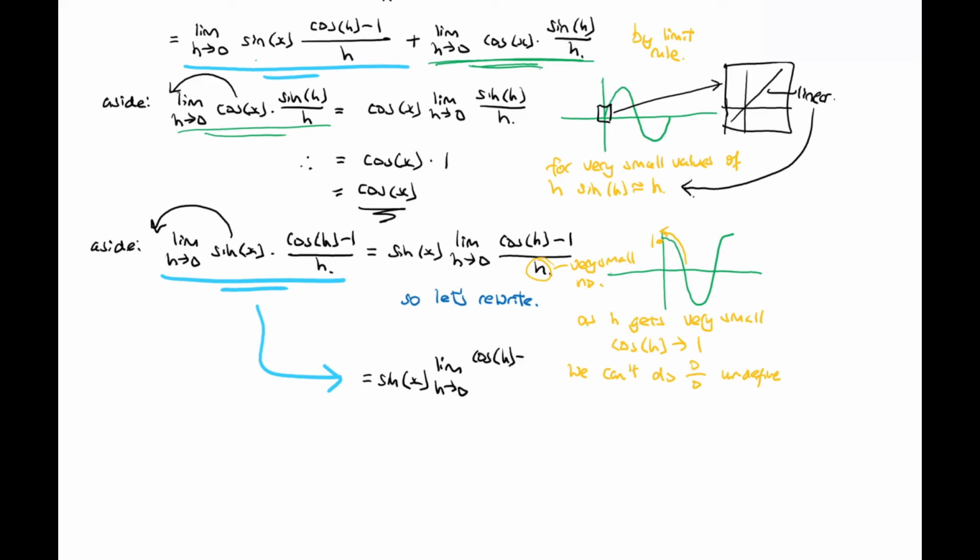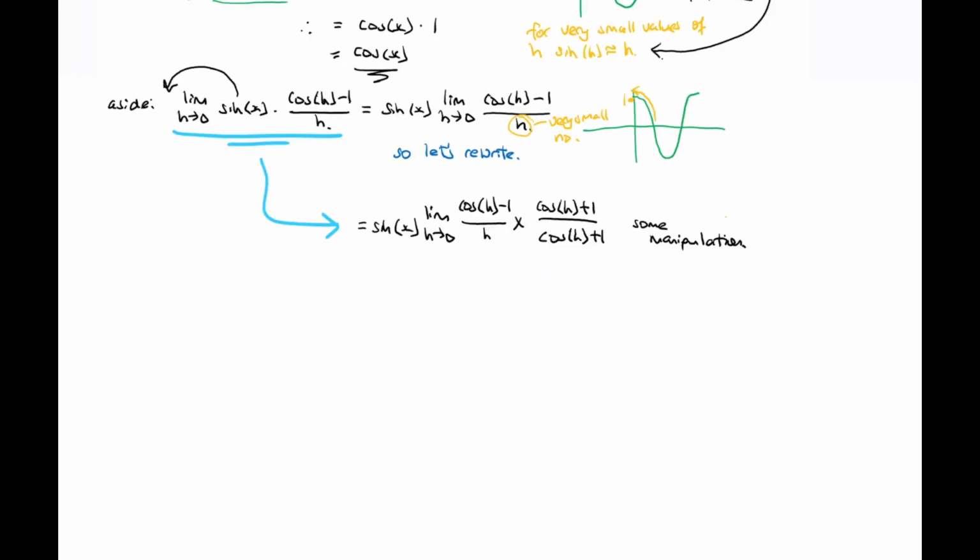So that's equal to the limit as h approaches 0 of cos h minus 1, and we multiply by cos of h plus 1, divided by cos of h plus 1. And that's some manipulation there. So that's equal to sine of x times the limit as h approaches 0. Now obviously we can split this into two limits as well because it's multiplication. So anyways, I'll expand this.